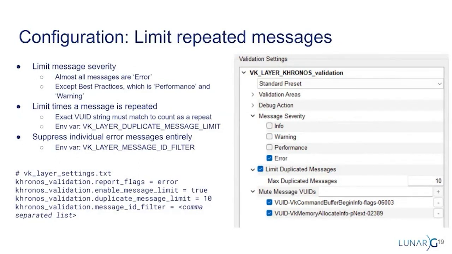Repeated messages. So one of the big problems people have is that if you have an error that's in every command buffer or every frame, you'll just get flooded with error messages. So we have an option to limit how many instances of each identical VUID you get before we start suppressing them. We also have an option to allow you to turn off specific VUIDs if you're sick of hearing about them, if it's a false positive or not related to the problem you're trying to solve at the current moment. So we hear sometimes that people aren't aware of this feature. It really does help make it easier to wade through all the errors you get.